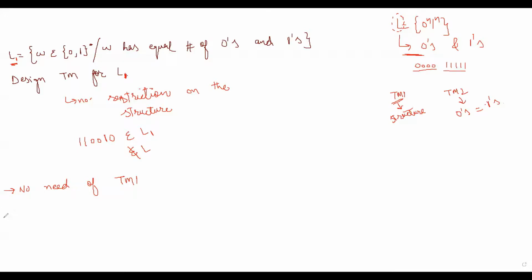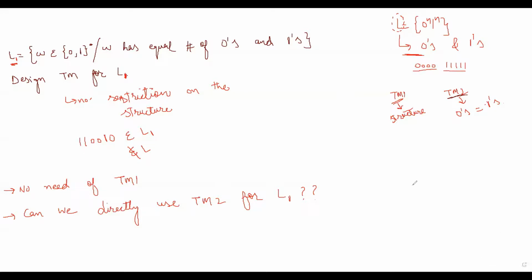Now the second question is, can we directly use TM2 for L1? This is the question that we have to answer. So what was the job of TM2? Turing machine 2 was checking that the number of zeros is equal to the number of ones. Can we use the same for this L1? Let's see.